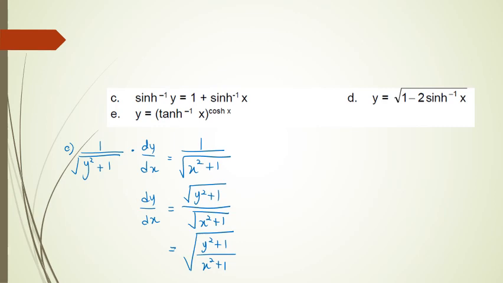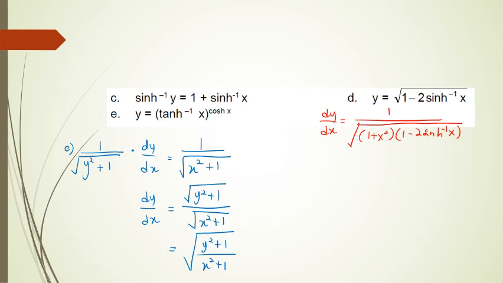Alright, D. For D, you can do it yourself. I'm giving you the answers. So dy dx is equal to 1 over the square root of 1 plus x square, times 1 minus 2 sine hyperbolic inverse x.